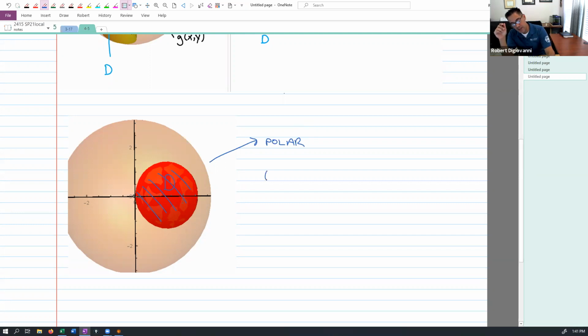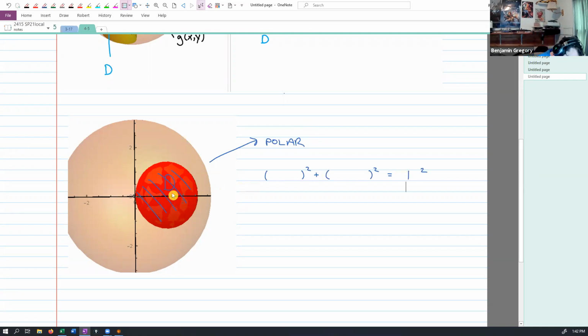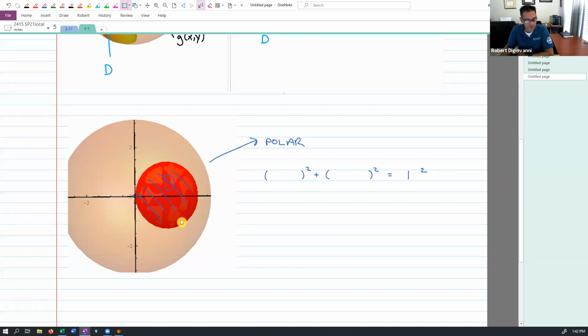So if I'm going to go to polar, the way I'm going to start is I'm going to realize that this is a circle that has a certain center and a certain radius. So do we know the radius of this thing that we're drilling out? 1. Didn't they say it was 1? Okay. So then do we know its center? 0 or 1 0.